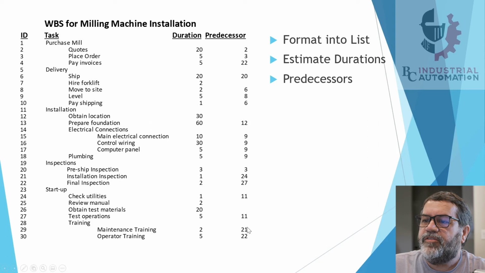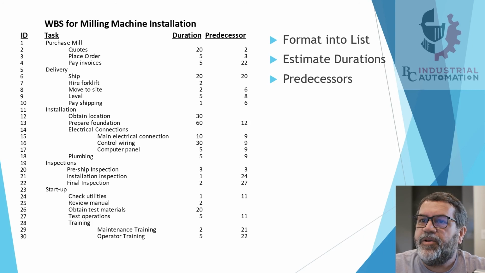So these predecessors don't really go in order. Some have the same predecessor. You notice here under electrical, for each one of these activities, I have a predecessor of number 9, and that's after the machine is leveled. So what I'm saying there is after the machine is in place and all the leveling is done, then we can go ahead and start hooking up all the electrical. We can do the main electrical, the control wiring, the computer panel, and the plumbing. Those can all start at the same time, but they can't start until the machine is leveled.